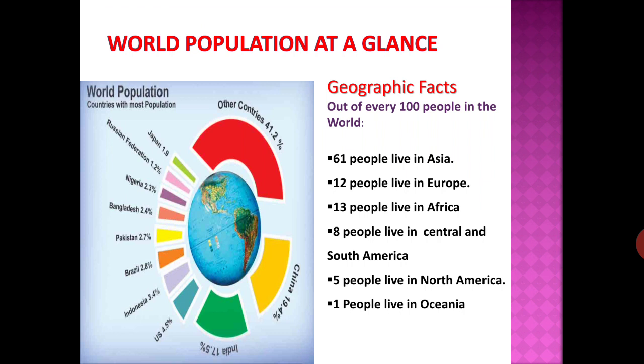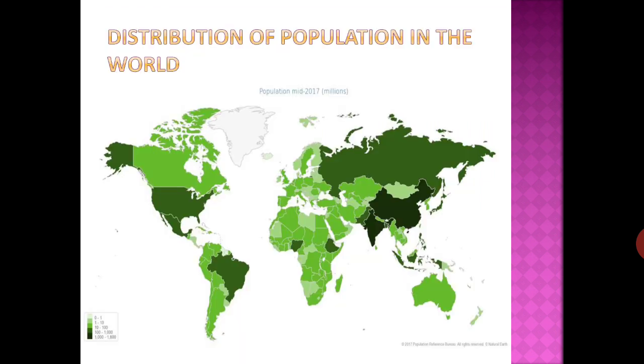Let us have a look at the geographical fact. It is estimated that out of every 100 people living in the world, 61 live in Asia, 12 live in Europe, 13 live in Africa, 8 live in Central and South America, 5 live in North America, and only 1 lives in Oceania. Oceania means Australia, New Zealand and the Pacific Islands.